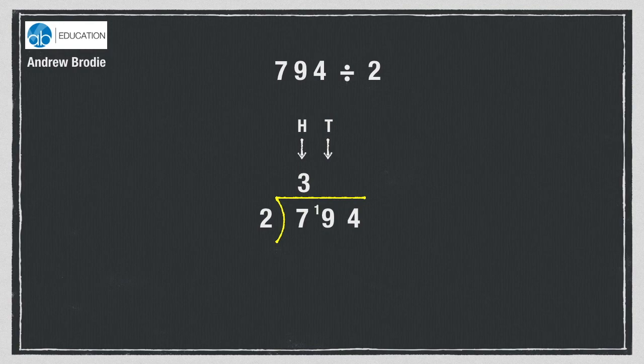This represents 9 tens. Because 9 2's are 18, we have 1 left over to go next to the 4. So now we have 14 units. How many 2's in 14? There are 7. So the final answer is 397.